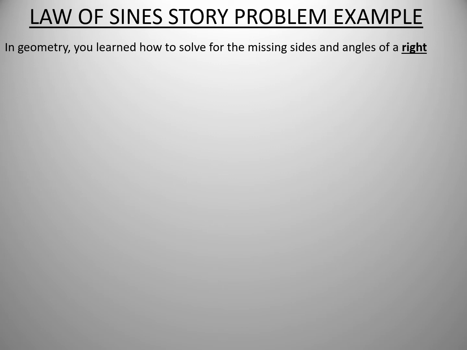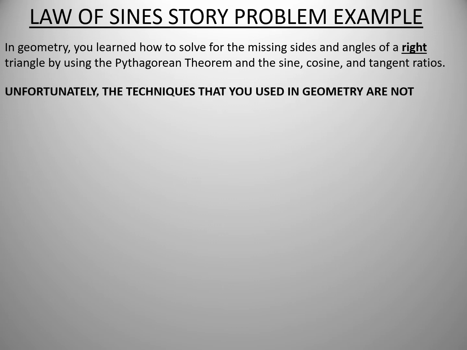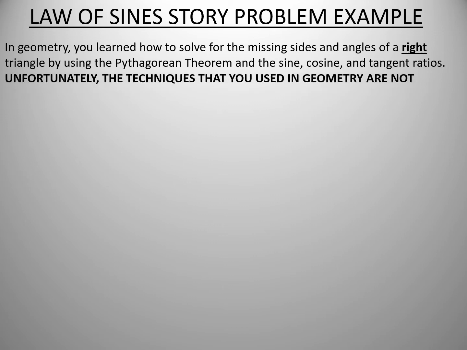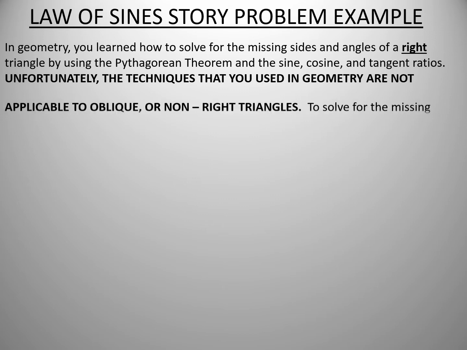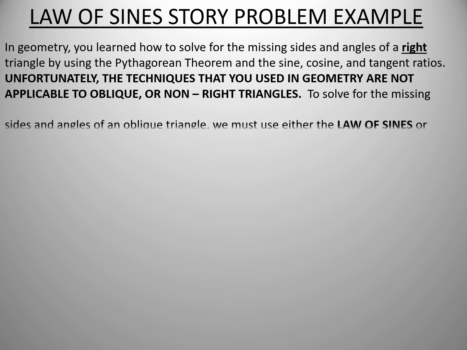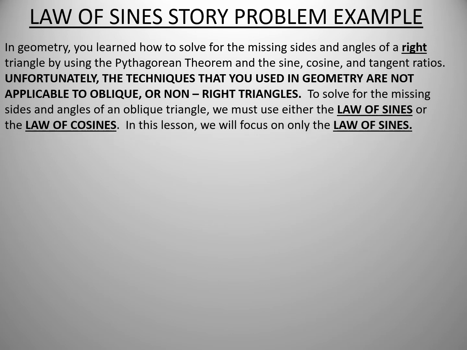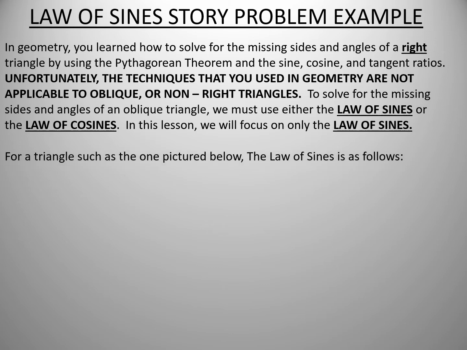In geometry, you learned how to solve for the missing sides and angles of a right triangle by using the Pythagorean theorem and the sine, cosine, and tangent ratios. Unfortunately, these techniques that you use in geometry are not applicable to oblique or non-right triangles. To solve for the missing sides and angles of an oblique triangle, we must use either the law of sines or the law of cosines. In this lesson, we will focus on only the law of sines.